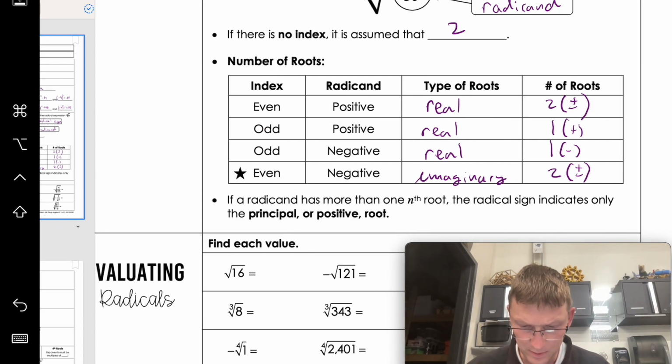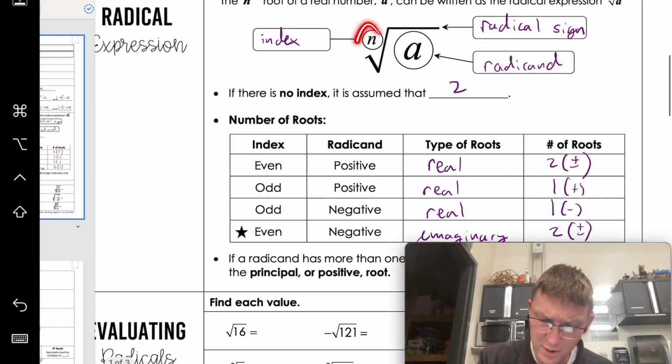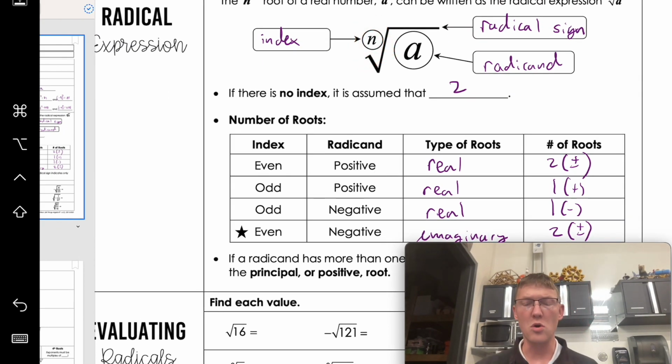Oh, one more thing. If there is no number right here, then it's a normal square root. It's an implied 2. So if there's no number right there, then we assume that it's 2. With that, let's try some examples.